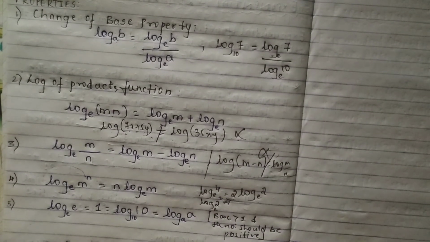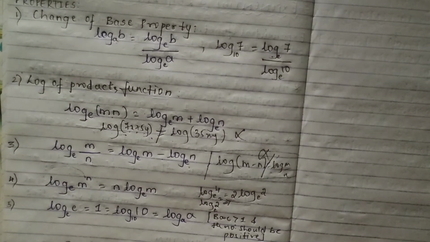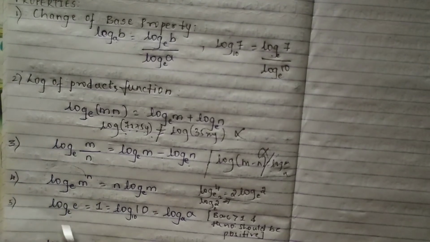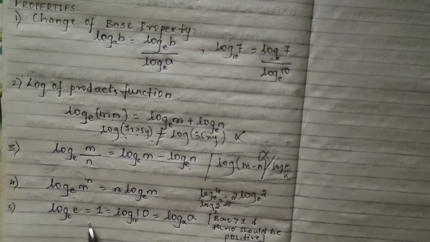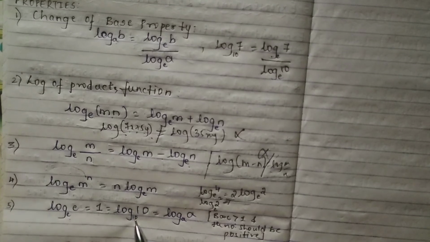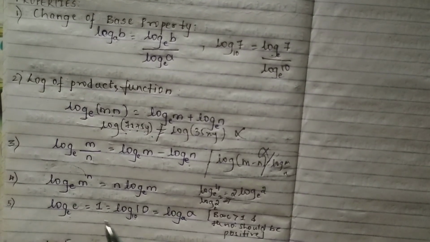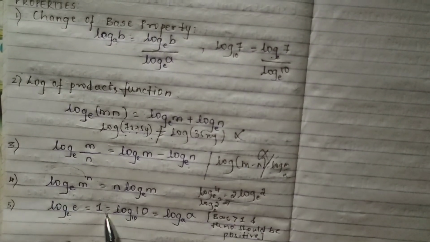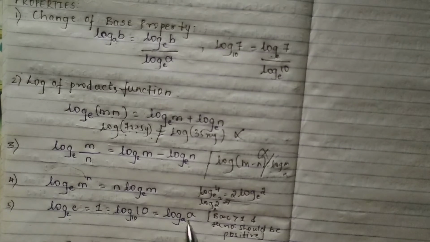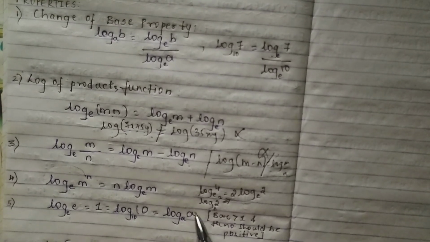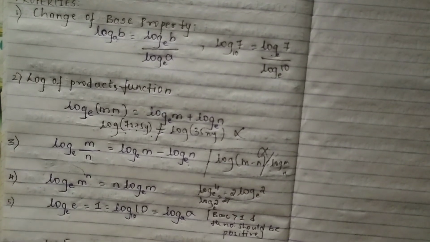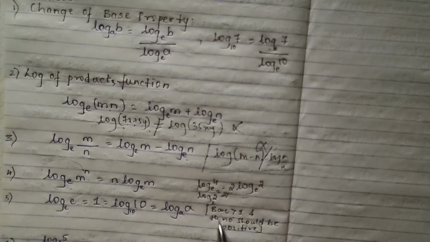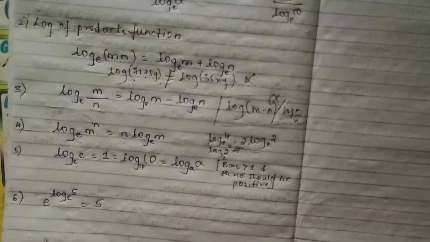One more property: when you have log e to the base e itself, it is equal to 1. Yes, we have done this. Log e to the base e is equal to 1. Same for log 10 to the base 10. If the number and the base are the same, it will always be equal to 1. If you have log a to the base a, it will be 1 itself. Provided your base value is greater than 1 and the number is positive. I have written it here.